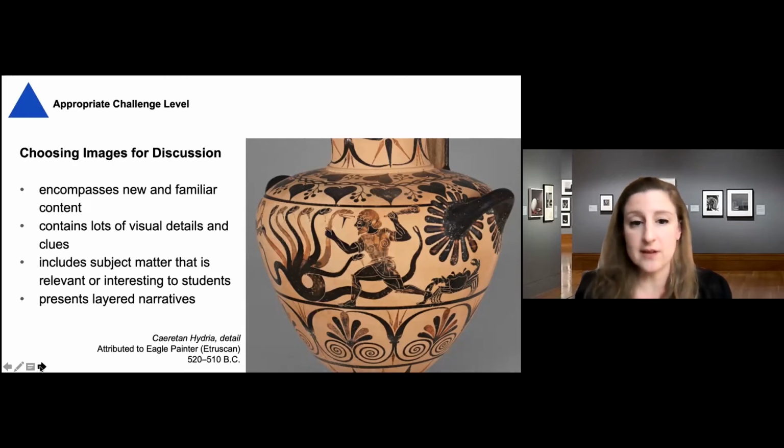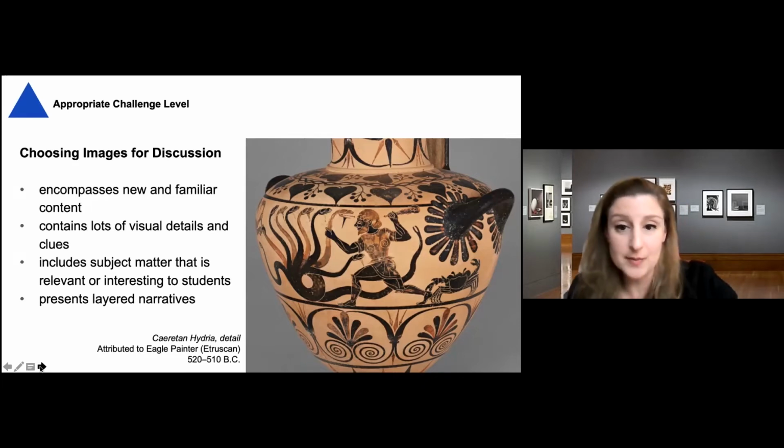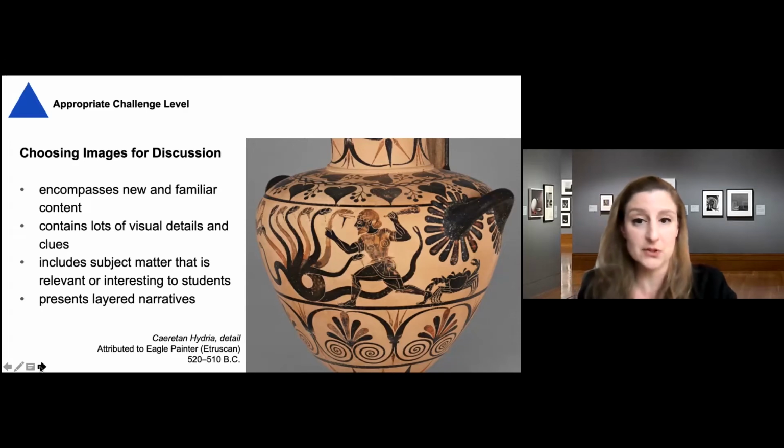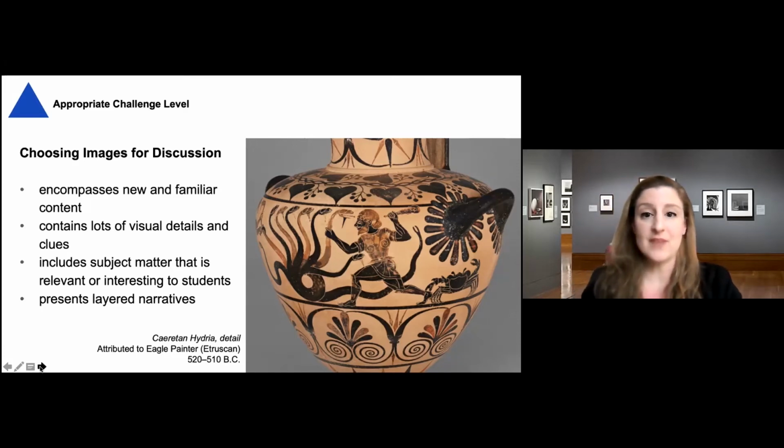This vase has lots of details and clues that can help to uncover the story that's here. It represents a narrative that some students, especially in the upper elementary grades, are likely becoming familiar with, and which is also likely of interest to some students who have been following mythology.